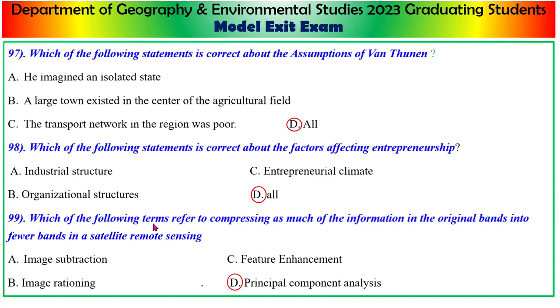a statistical technique used to transform a data set into a new set of variables called the principal components. These components are linear combinations of the original bands and capture the maximum amount of variation in the data. By selecting subsets of principal components, it is possible to compress the information contained in the original bands into fewer bands while retaining as much information as possible.